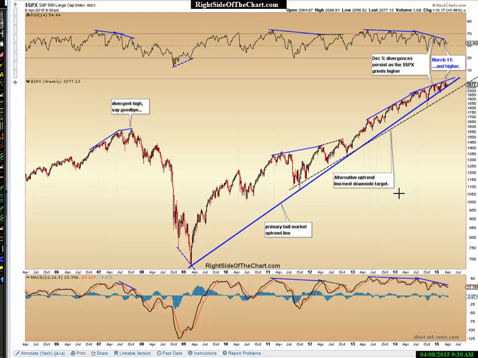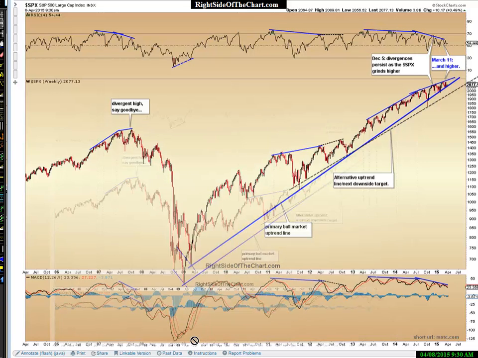This is a weekly chart of the S&P 500, also on the live chart links page. Again, very simple but effective stuff. These divergences, we had a divergent high back at the end of the bull market in 2007, divergence both on the RSI and the MACD. We had positive divergence. It's not drawn here.